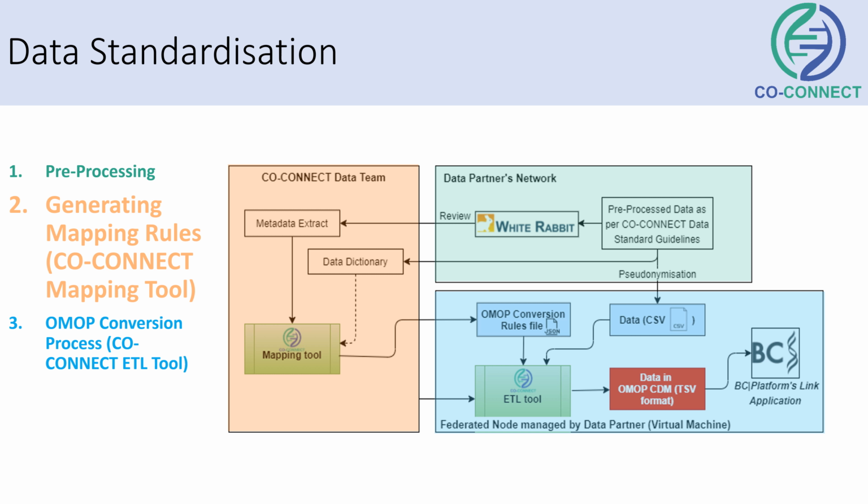This diagram gives an overview of the process involved at the data partner's end and the CoConnect team to successfully convert the data into OMOP CDM by ensuring that the data is not accessed or manipulated by anyone except the data partner. The first step of the data standardization is data preprocessing and metadata extraction carried out by the data partner.